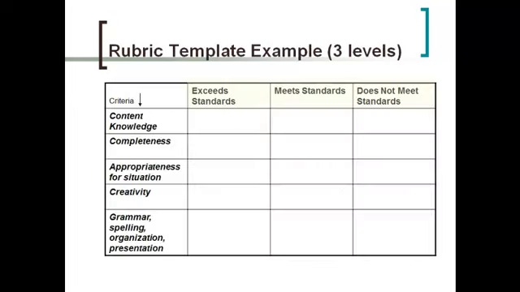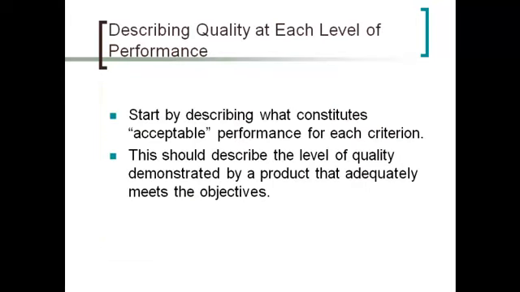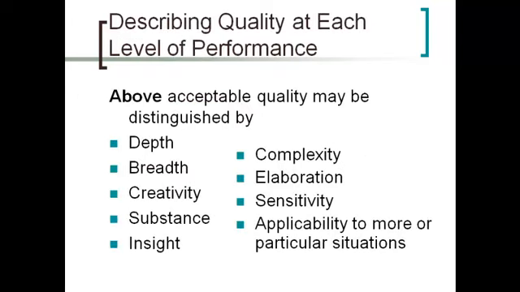A typical rubric lists the quality levels along the top row and the specific criteria with which to investigate the project along the left side. I would suggest starting writing your rubric at the acceptable middle level. Describe what you consider would adequately meet your standards and objectives. Then move to above the acceptable quality level. You can use words like breadth, depth, creativity, the substance, the insight, the complexity, the elaboration, the sensitivity, or the applicability to more particular situations as ways to distinguish an above acceptable level.